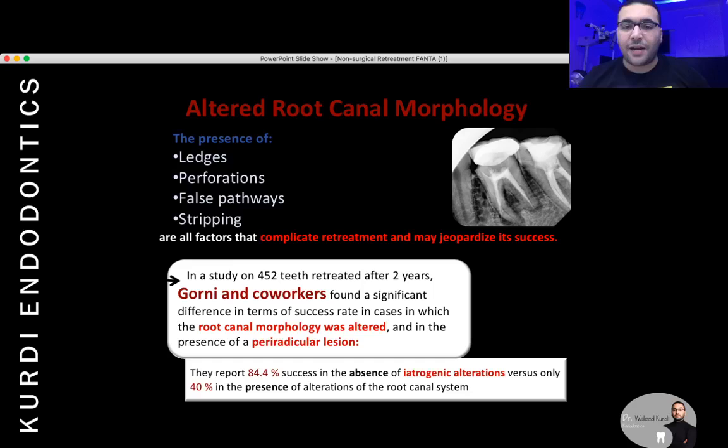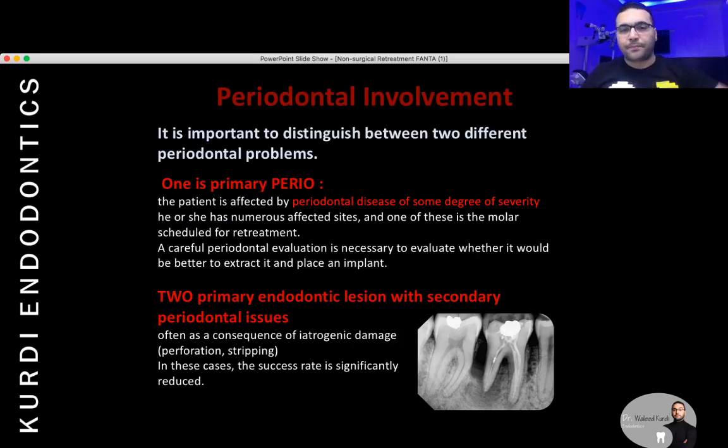Gorney and co-workers found that there is a very significant difference in terms of success rate between cases with altered morphology and cases without altered morphology. They reported about 84.4% success rate in the absence of iatrogenic alteration.